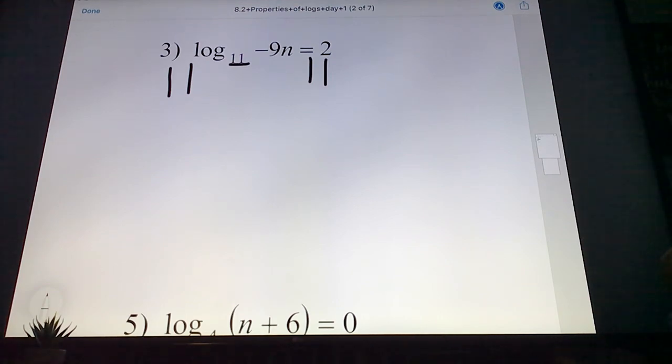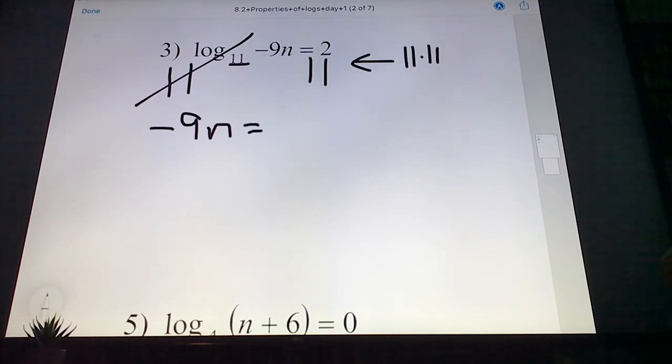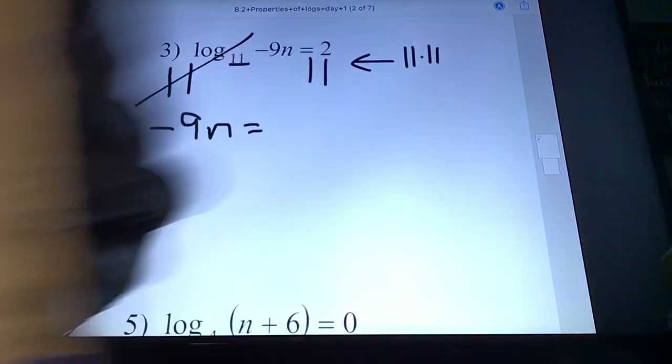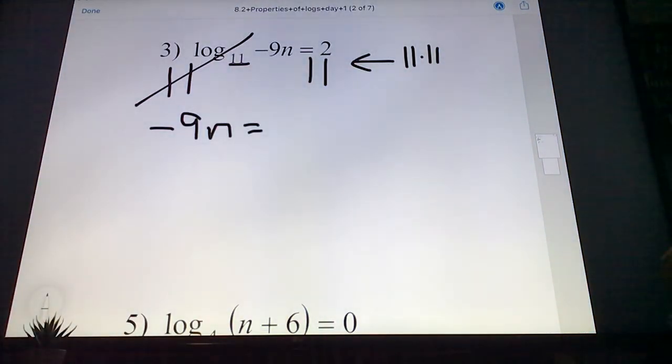Okay, so if we look at this first one, these are going to cancel out, and you're left with negative 9n equals 11 to the 2 power, which is 11 times 11. It should look like this on your calculator. And I would just double check them, because if you write the wrong number down, literally everything below it is going to be wrong. So just check the squareds.